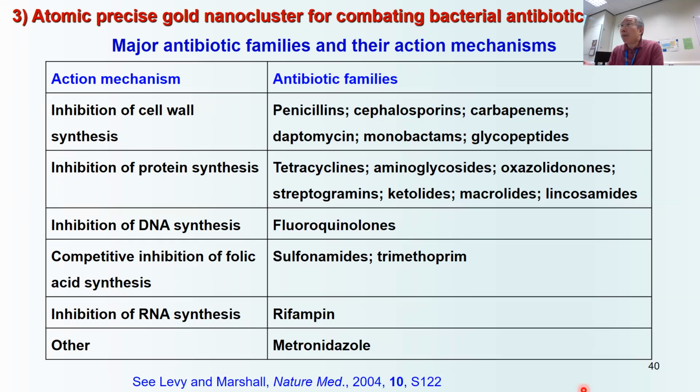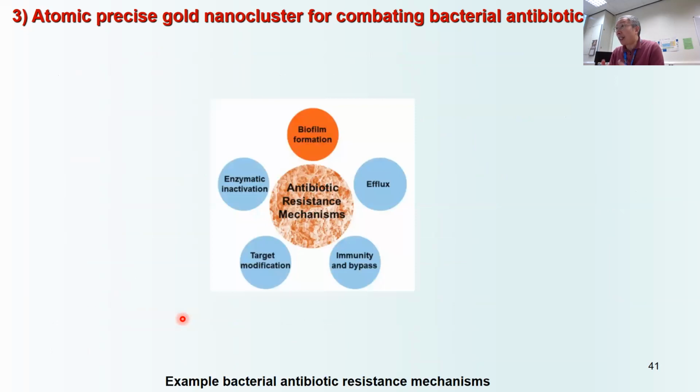And most of these antibiotics typically use one of these mechanisms. They can inhibit cell wall synthesis, protein synthesis, DNA synthesis, folic acid synthesis, or RNA synthesis, etc. So most of these offer only one mode of antibiotic mechanism, to which bacteria can relatively easily develop resistance.